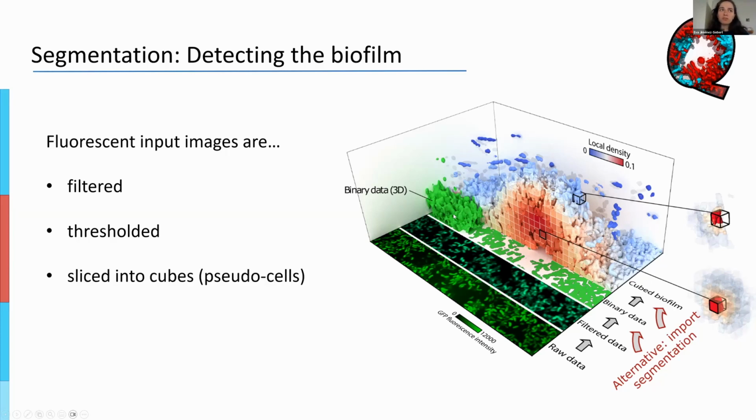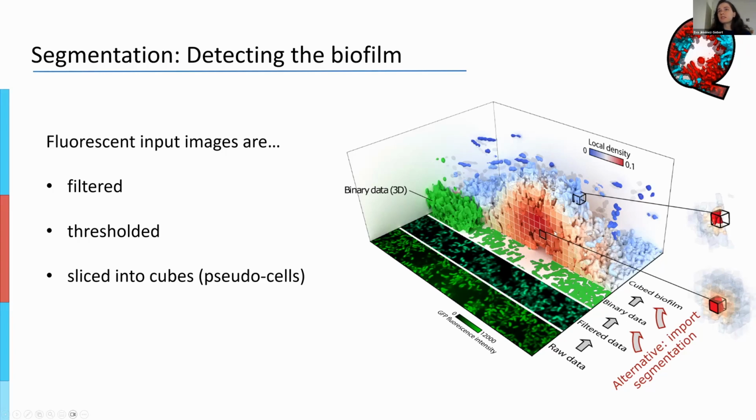And after you have thresholded the data, you can slice it into cubes. And this is the distinct part of BiofilmQ. These cubes, we call them pseudocells, because depending on the size that you choose for those cubes, you can distinguish different features. And even though you might not have data that has a single cell resolution, you can even get features of the biofilm that might be on a single cell level.